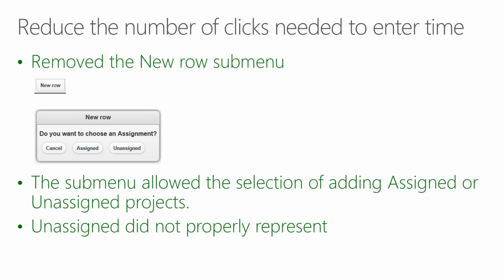One of the things in the original time card entry screen is that when you wanted to add a new row, you had a new button, which would pull up a submenu where you'd have to choose whether you want to use the assigned or unassigned feature, which we'll talk about in a second. But think about that. That's 2 additional clicks to get to where I want. Instead of clicking twice, wouldn't it be great to just get to choosing my project and moving forward?